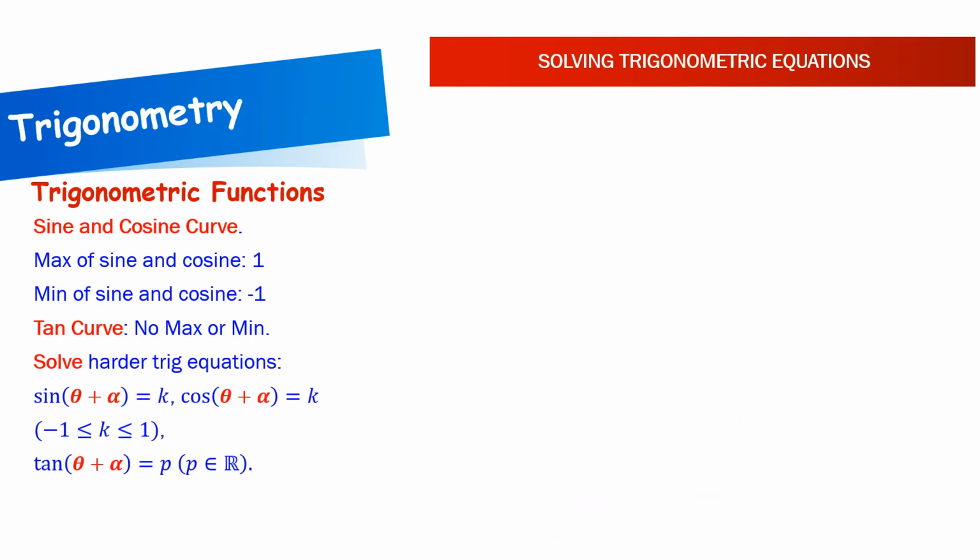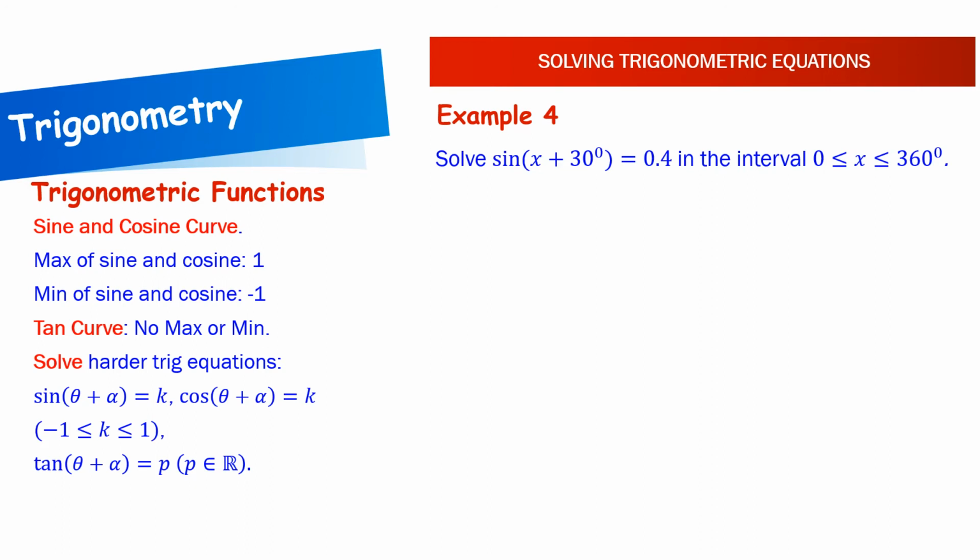We are now going to solve more difficult trigonometric equations, such as sine theta plus alpha equals k, cos theta plus alpha equals k, for k between -1 and 1, and tan theta plus alpha equals p, for p in the real numbers. So let's take a look at an example. Pause the video and have a go. Press play when you're ready to view the solution.